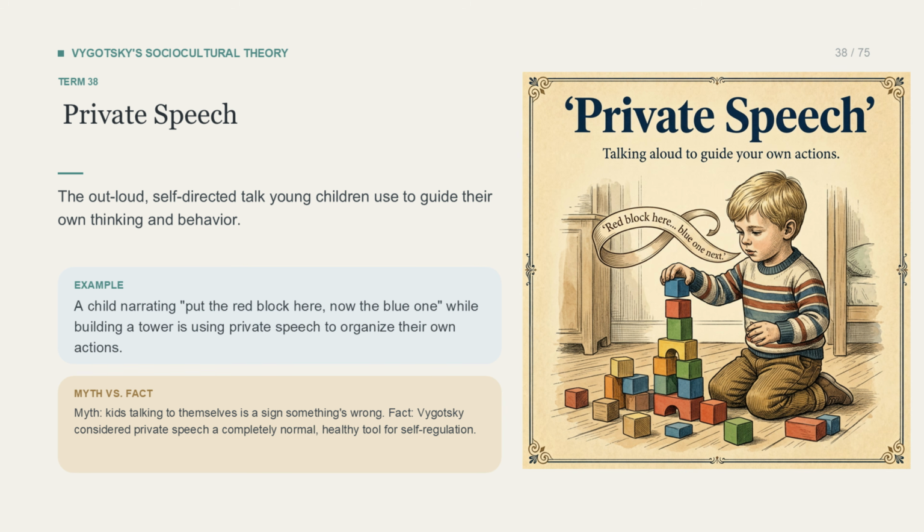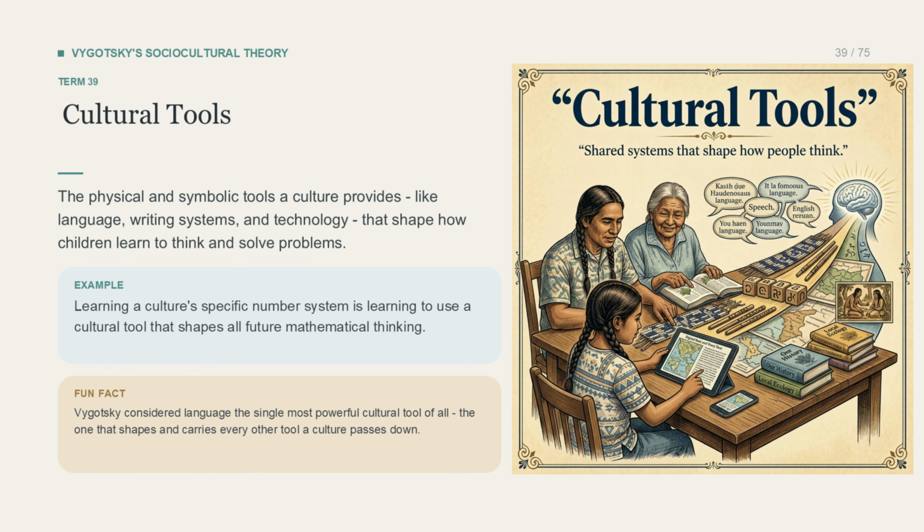For example, a child narrating, "Put the red block here, now the blue one," while building a tower is using private speech to organize their own actions. 39. Cultural tools. Cultural tools are the physical and symbolic tools a culture provides, like language, writing systems, and technology that shape how children learn to think and solve problems.